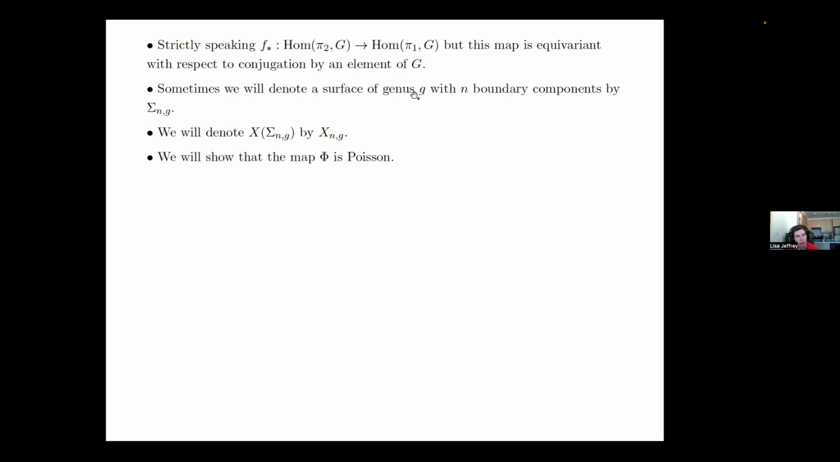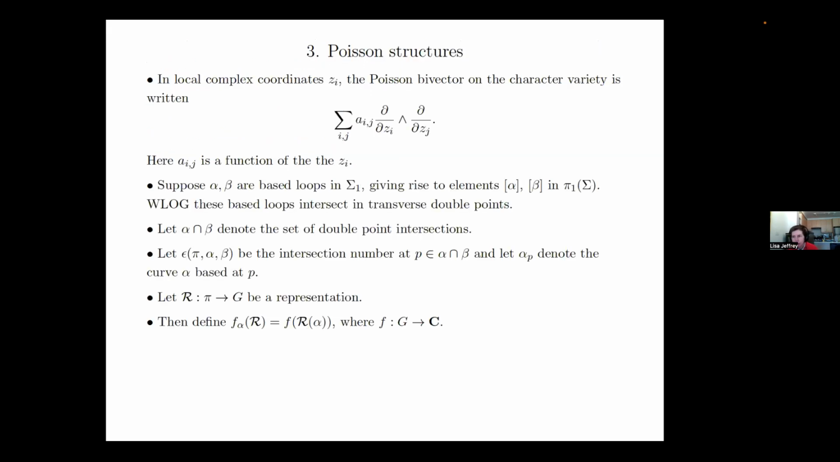Sometimes we'll denote a surface of genus G with n boundary components as sigma sub n comma G. And then X of sigma n comma G is being denoted X of n comma G. We will show that the map phi is Poisson, and we will generalize it from just the inclusion map to other maps of surfaces. So if there are any questions or questions in the chat, please tell me.